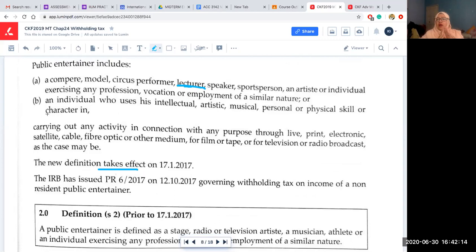When you widen the definition of public entertainer, it means many more people will fall into the category. So when many more people fall into the category of a public entertainer, the inland revenue can collect more tax. So that's why we say widening the tax base, right? Tax base means many more people fall into the category, then you have to pay tax. It's good for the government, not good for the taxpayer.